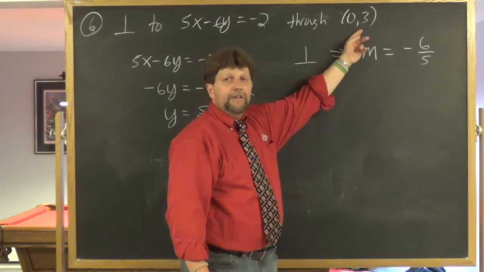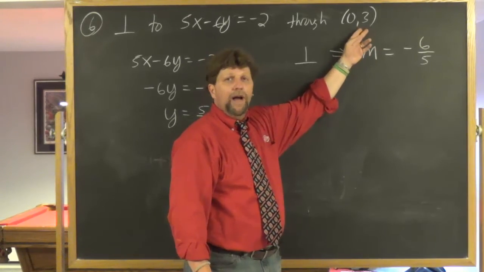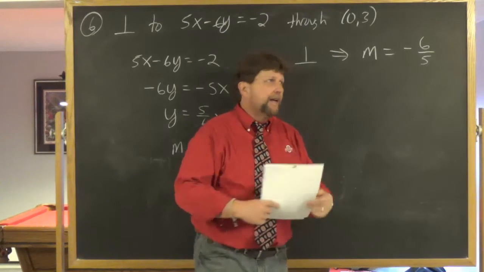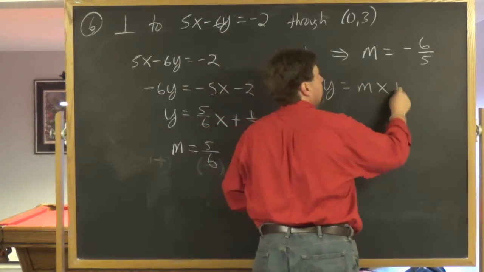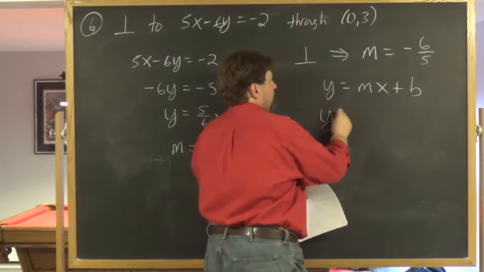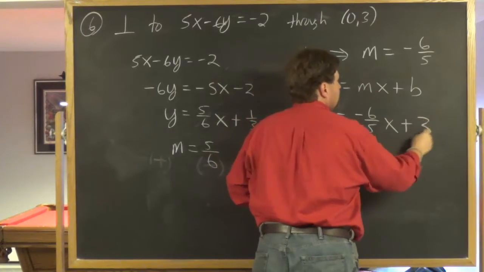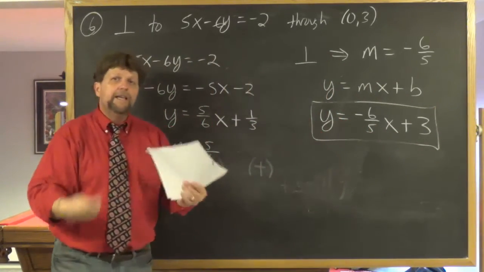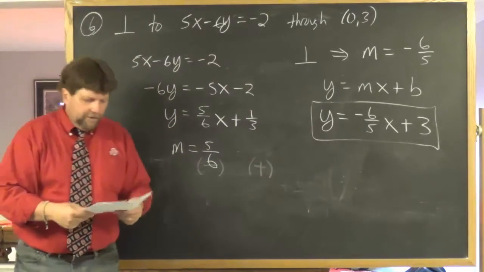I was given the y-intercept. So since I was given the y-intercept, I'm going to use the slope-intercept form of a line. I'm going to immediately use y equals mx plus b to get the equation of y equals -6/5 x plus 3. And that's it. That's my answer. It's already in slope-intercept form. So that's it for number 6.